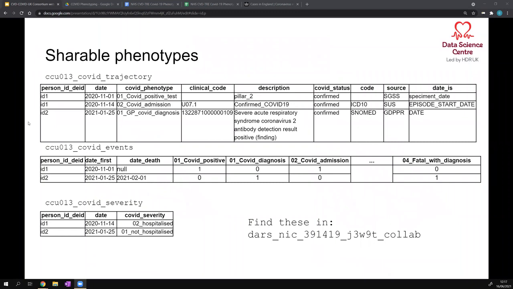Yeah, so as Chris said in the beginning, a big part of this project was to create shareable phenotypes, and we now have 3 tables in the TRE that can be accessed by every researcher in there. We have the first table, which is a COVID trajectory table, which basically lists all the events for all individuals, including the date, which data source it comes from, and what code has been used to capture that particular event. Then we have a COVID events table, which just gives a binary flag, true or false, for each event type. And then finally, we have the overall severity, which basically measures the most severe outcome for each individual patient. And all of these can be found within the CoLab database.